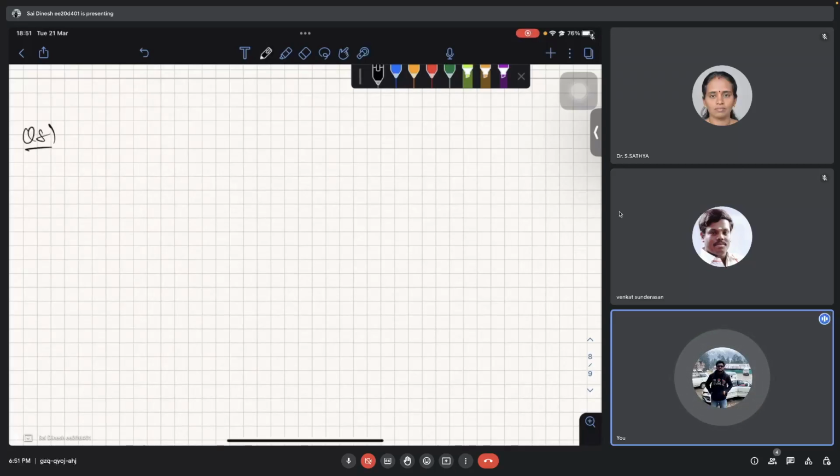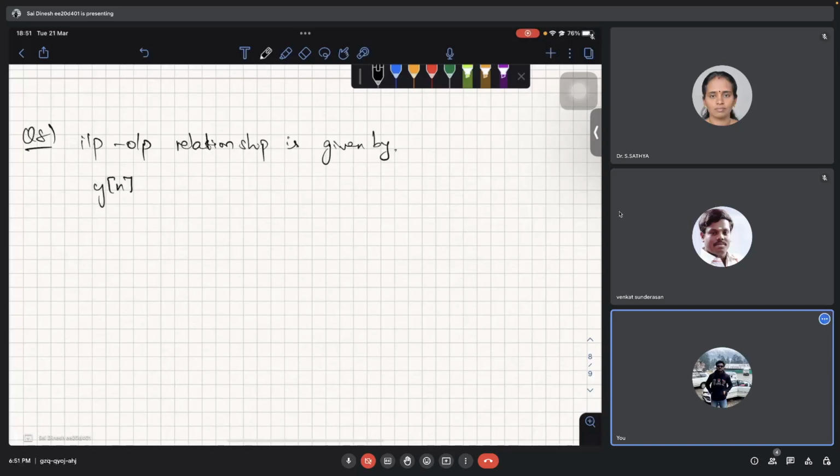And then question 8. The input output relationship is given by y of n is equal to 1 by 4 y of n minus 2 plus x of n plus 1 by 4 x of n minus 2.